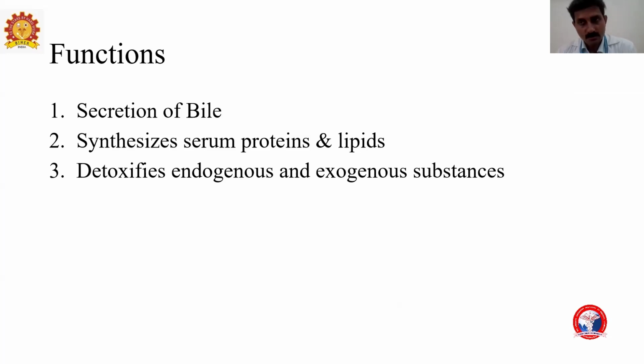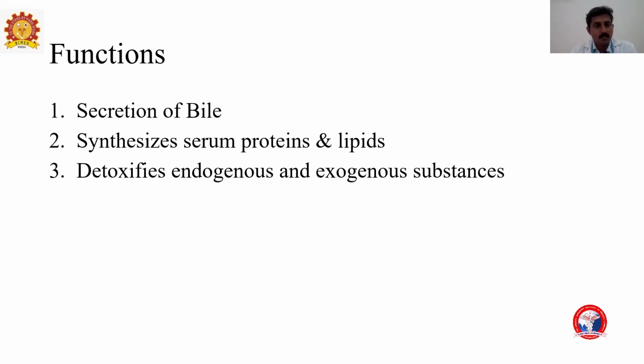What are the endogenous substances? Endogenous substances are those produced inside the body. Exogenous substances are the ones which we ingest, like drugs. For example, if you take a paracetamol, that is metabolized by the liver. A tablet or a drug which is metabolized is called an exogenous substance.